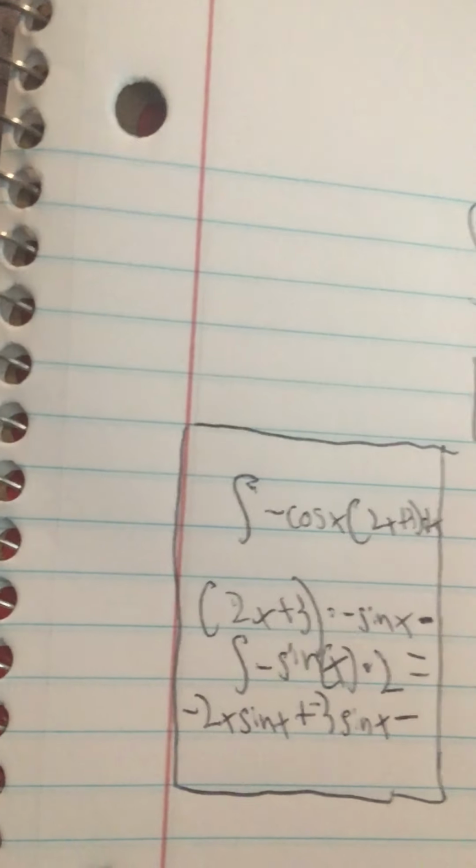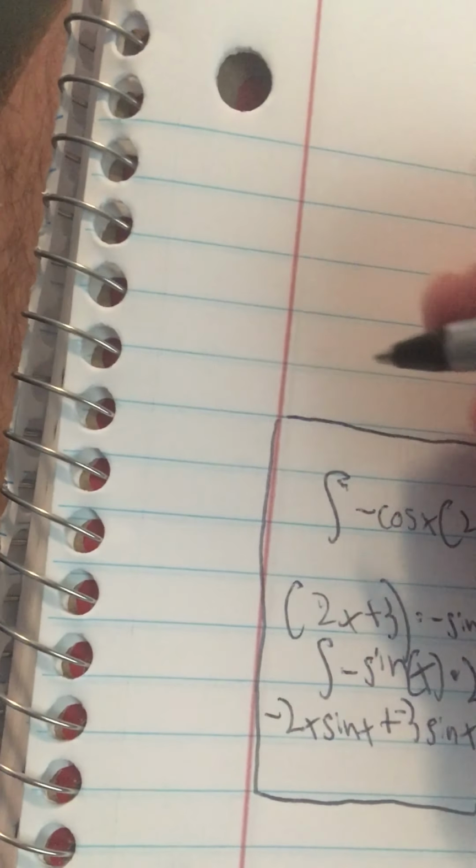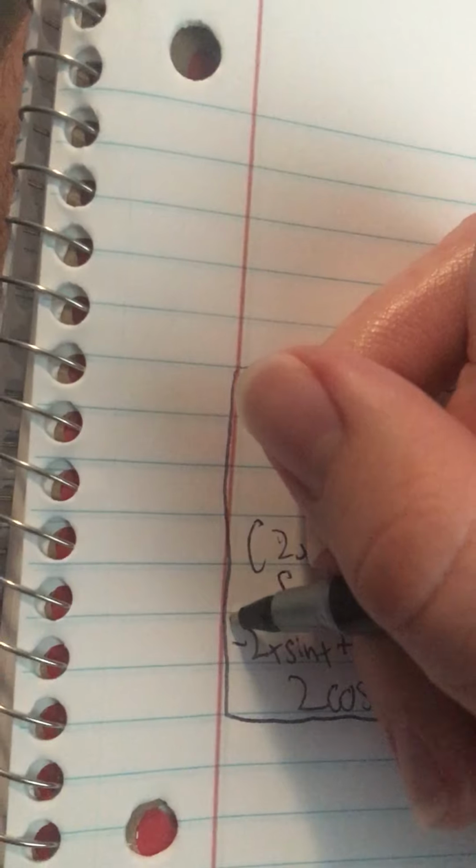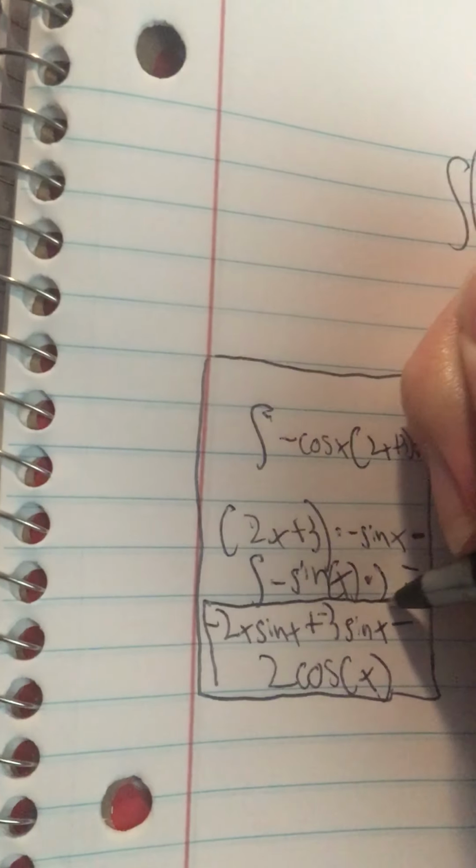So the integral of negative sine is cosine. And then there's just going to be a 2 in front of it. But because it's minus that, it's actually just going to be minus 2 cosine x. And there we go. And that is the mini integration by parts in this big integration by parts problem.